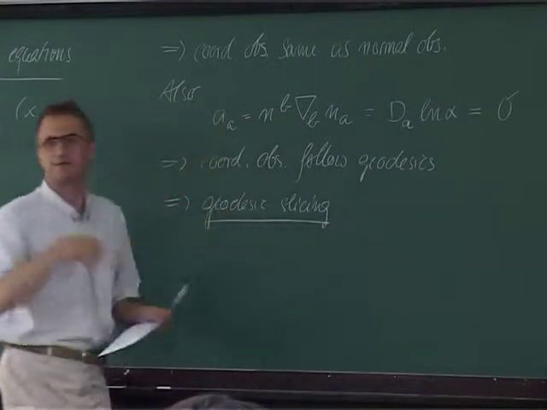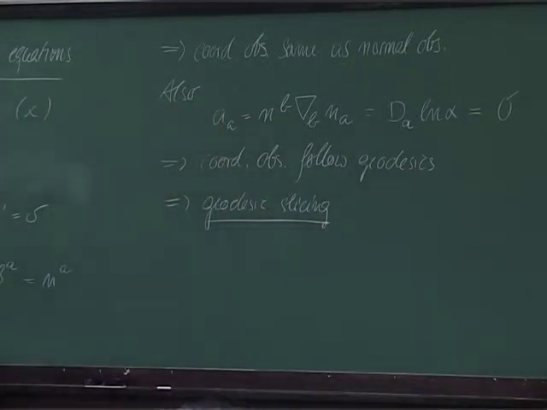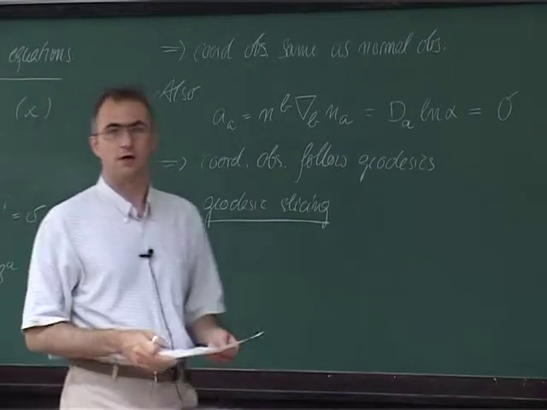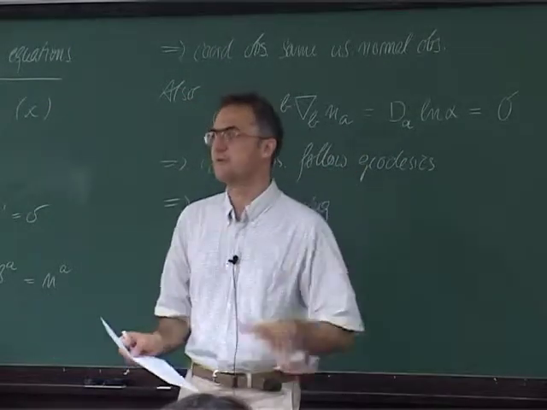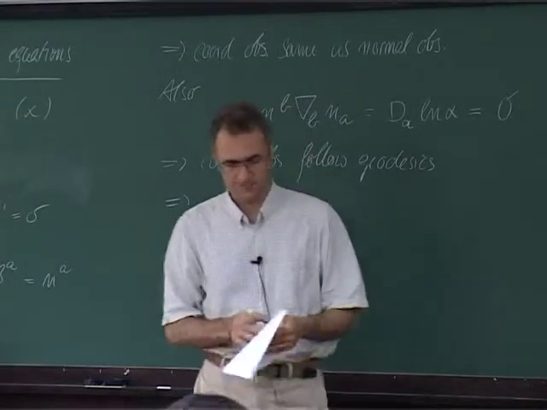In a different context, the same slicing, or the same coordinate choice, has other names. Sometimes in the context of cosmology, for example, it's called Gaussian normal coordinates. But fine, right?